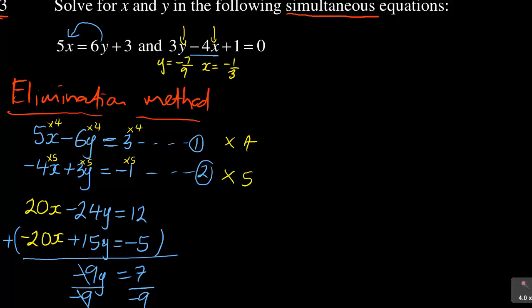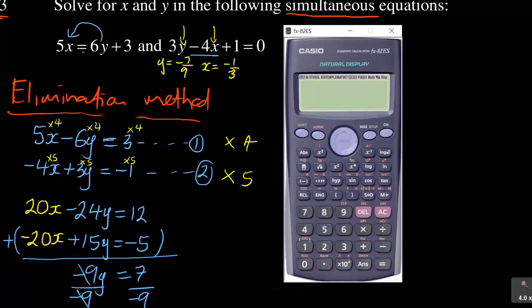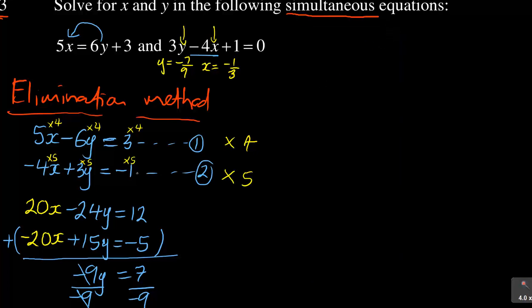If you take your calculator, always substitute in the original equation. The second one, remember, not the one that we used to find x, we must use the second one. So you say 3 times y, which is negative 7 over 9, and then minus 4, you can put a bracket, negative 1 over 3. If I add 1, you can see it says equal to 0, so I must also get a 0. You can see that I'm getting a 0. Therefore, my values of x and y are correct.